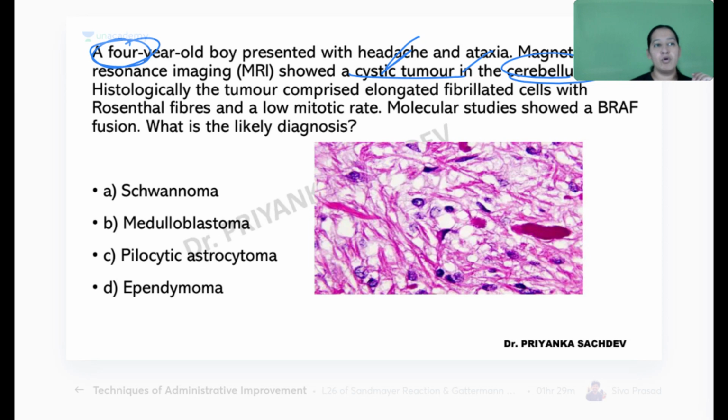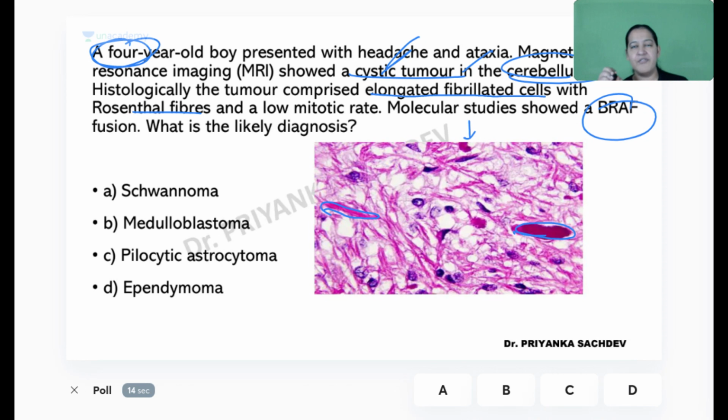Histologically, the tumor is composed of, the image is given to you. It is composed of elongated, fibrillated cells and with Rosenthal fibers. Can you see the pink color fibers here? I'm marking for you. This one, the pink color fibers. These are known as Rosenthal fibers. And BRAF mutation is there. Molecular analysis is showing BRAF mutation. Name the tumor. Which tumor is it? So mark your answer in the form of the poll.